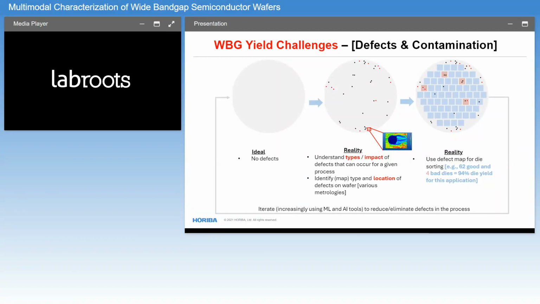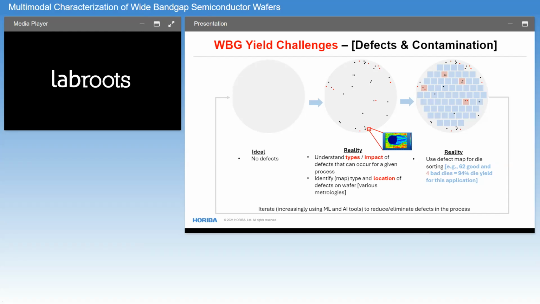Next, let's move to defects and contamination. Now, the ideal is to make epi wafers that are defect and contaminant free. But of course, we know that the reality is different because processes and materials are imperfect. The task then, for design and process engineers rather, the job will be threefold. The first two is to understand the types and potential impact of defects that can occur for a given process. And thirdly is to map or understand the location of any sort of defects on a given wafer.